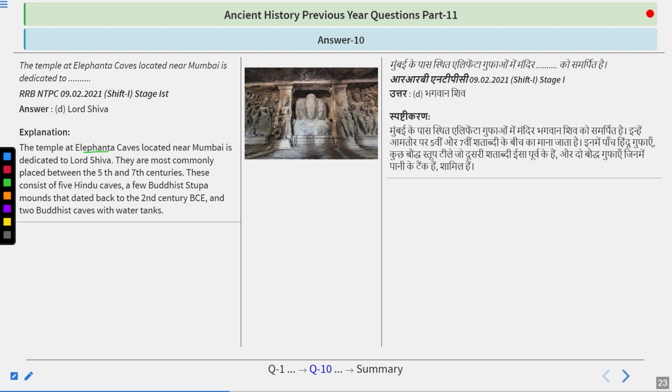The temple at Elephanta Caves, located near Mumbai, is dedicated to Lord Shiva. They are most commonly placed between the 5th and 7th centuries. These consist of 5 Hindu caves, a few Buddhist stupa mounds that date back to the 2nd century BCE, and 2 Buddhist caves with water tanks. So do remember, Lord Shiva is the particular deity whose sculptures you can find in the Elephanta caves.